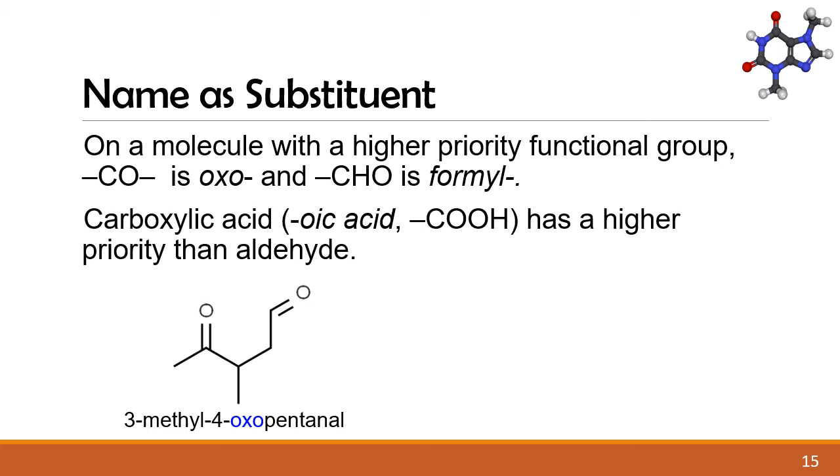Carboxylic acids have higher priority over aldehydes. So when both functional groups are in the same compound, the aldehyde becomes a substituent, and we indicate its presence using the prefix formyl. This compound is a benzene ring with a carboxylic acid attached and an aldehyde as a substituent. So we name it 3-formyl benzoic acid.